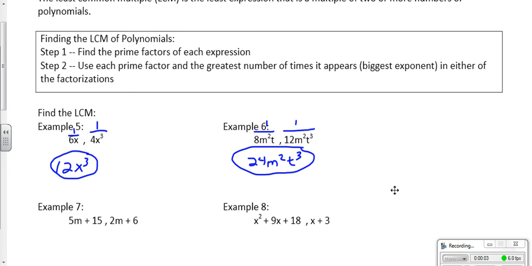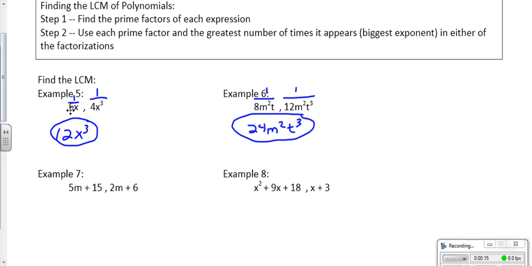Here starts Lesson 9.4 Part B, where we'll take a look at a little bit more complex polynomials when we try to find common denominators. Now if you look at the first one here, before it was pretty straightforward. 6x, 4x cubed, 12x cubed was the common denominator. The next one we're going to look at a little more closely, and before we find out what the least common multiple is, we have to factor each one.